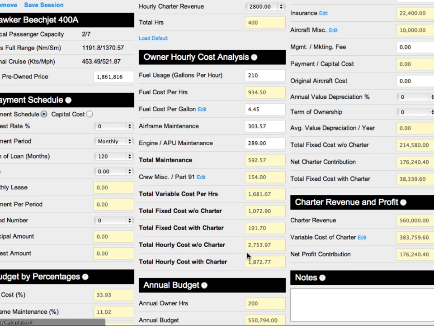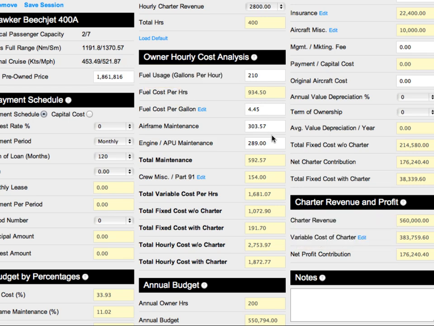So put that in. So you can see his total variable cost per hour is going to be just over $1,600 an hour. But now you put in fixed costs and you look at the charter contribution, Jim. You can see his total fixed cost without charter would be $1,000 an hour. Total fixed cost with charter is $191. So his total hourly cost flying this airplane without charter would be $2,700 an hour, or $1,800 an hour if he adds in the charter revenue, right?